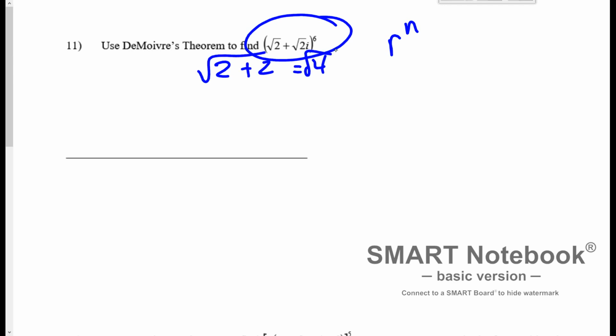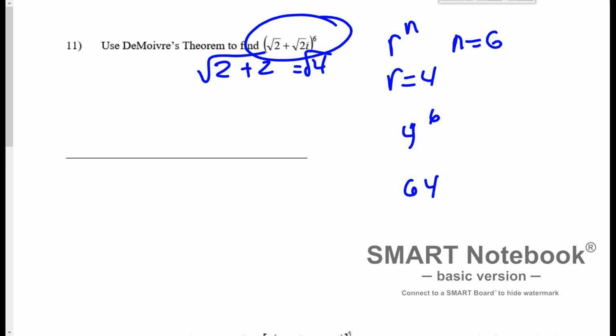All right, de Moivre's theorem just says if I want to take a complex number to the n power, I can just rewrite that as r to the n. So that would be our radius to the n. So we got to find our radius. We square our a and our b. So I square root 2, I get 2. Square root 2, I get 2. Add those together. Take the square root. So there's our r. So our r equals 4. Our n equals 6. That's our exponent. So we get 4 to the 6th, which is 64.